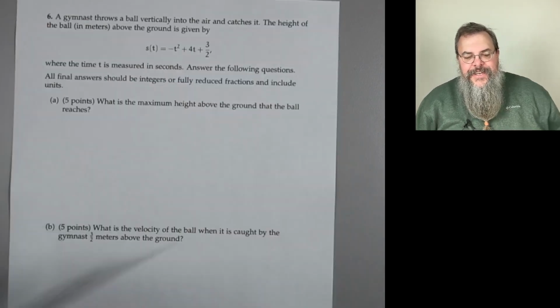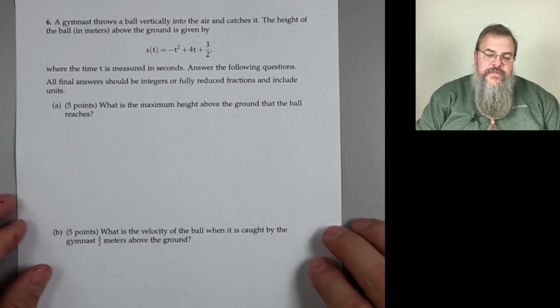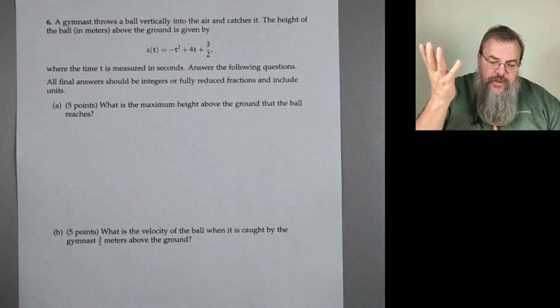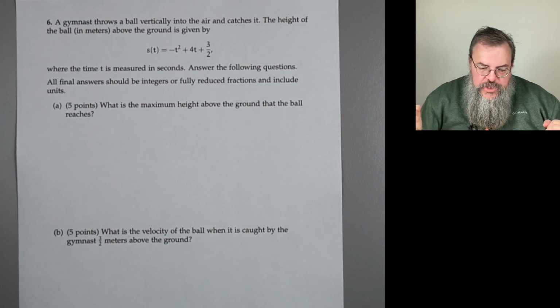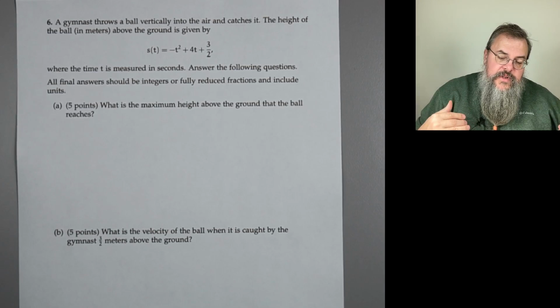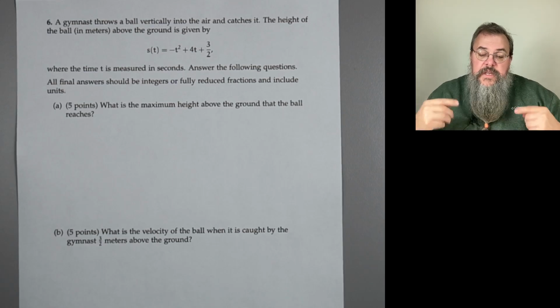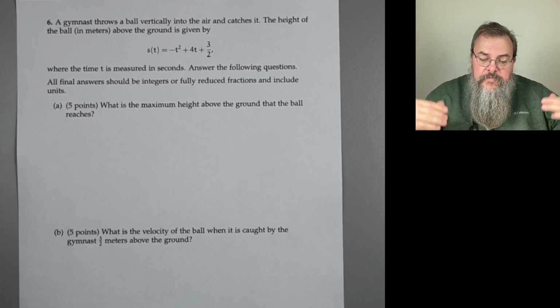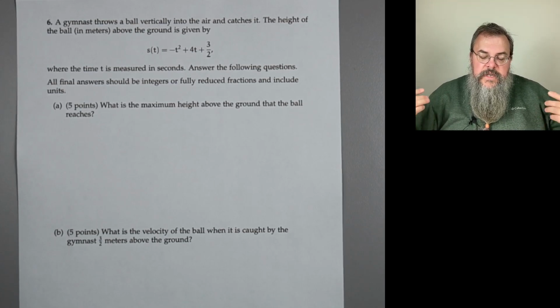All right, number 6. Nice. A gymnast throws a ball vertically into the air. And then they catch it. Okay, good job. The height of the ball in meters above the ground is given by minus t squared plus 4t plus 3/2, where the time t is measured in seconds. Answer the following questions. And all final answers should be integers.